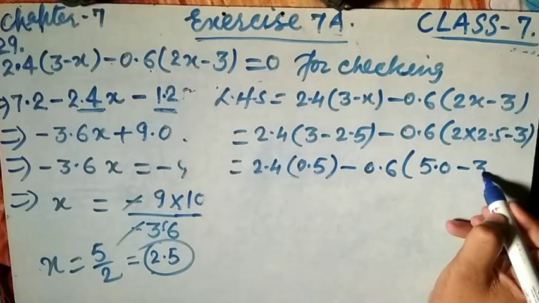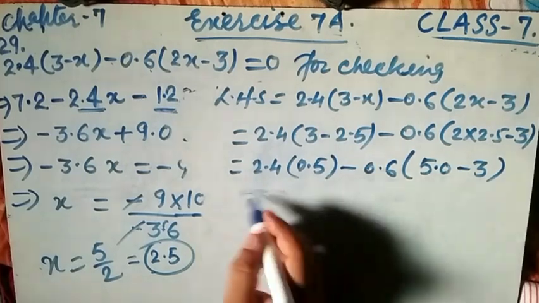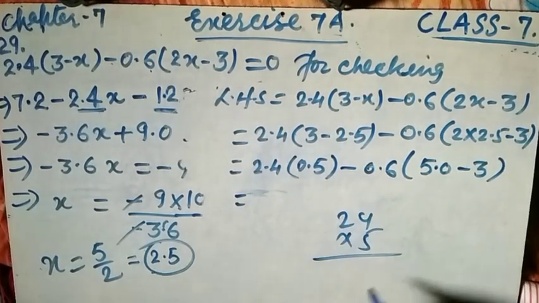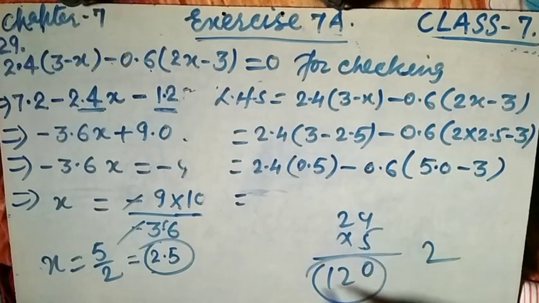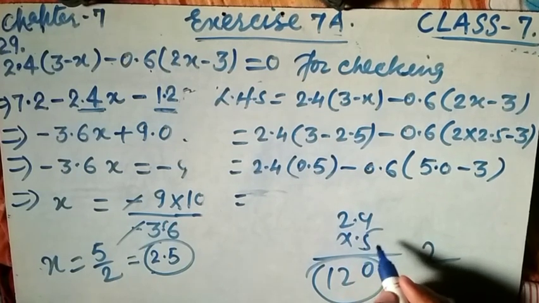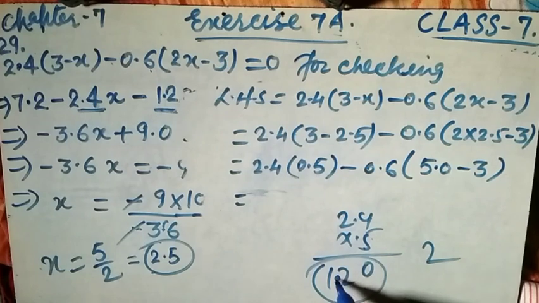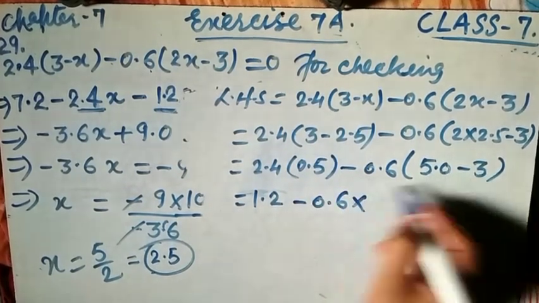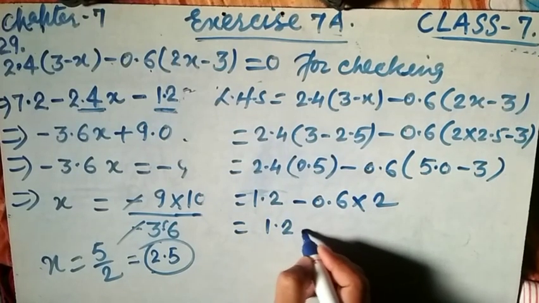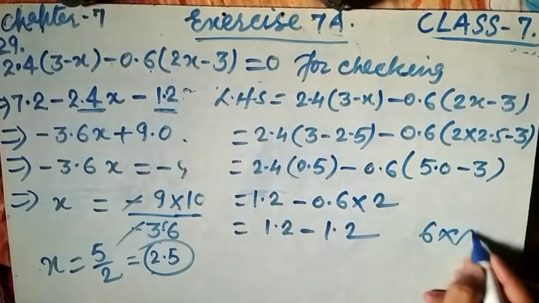This is minus 3. That means 2.4 multiplied by 0.5. Multiply 24 by 5: 5 twos are 10, 5 fours are 20, that gives 12. Here is the decimal. Now count the digits after the decimal, here 1 and 2 digits. So 1.2. Then minus 0.6 multiplied by 5 minus 3 is 2. This is 1.2 minus 1.2, multiply 6 by 2, this is 12.